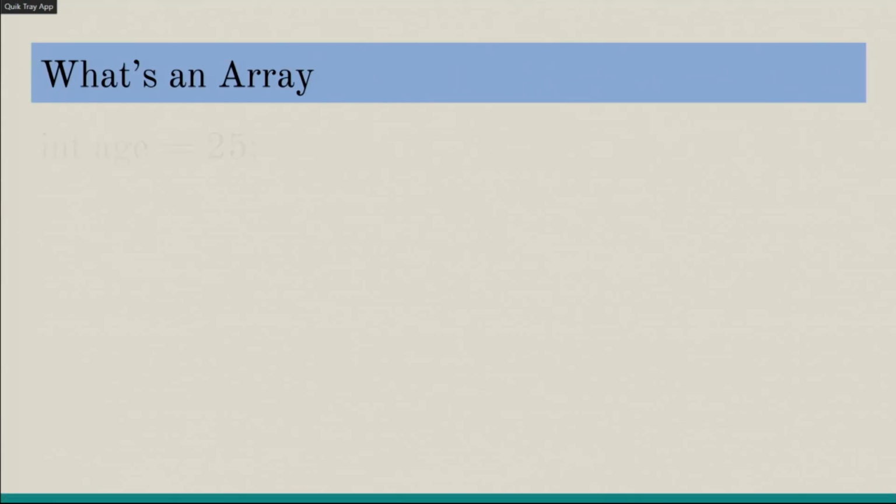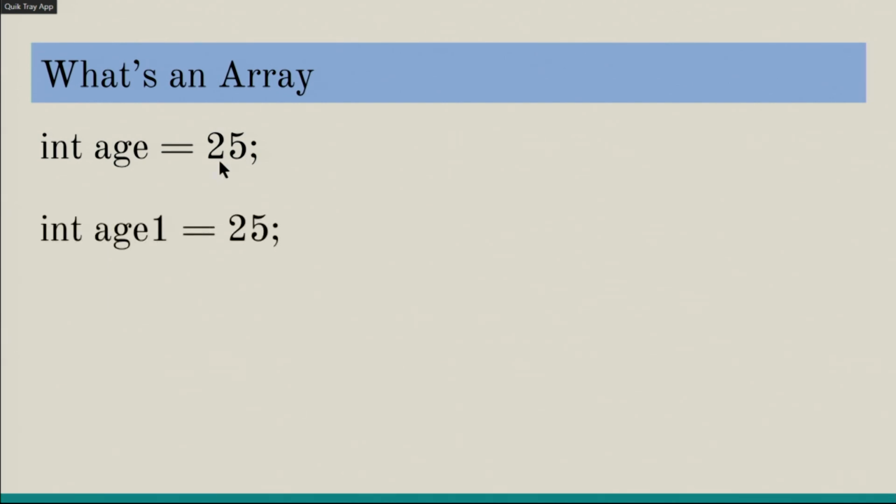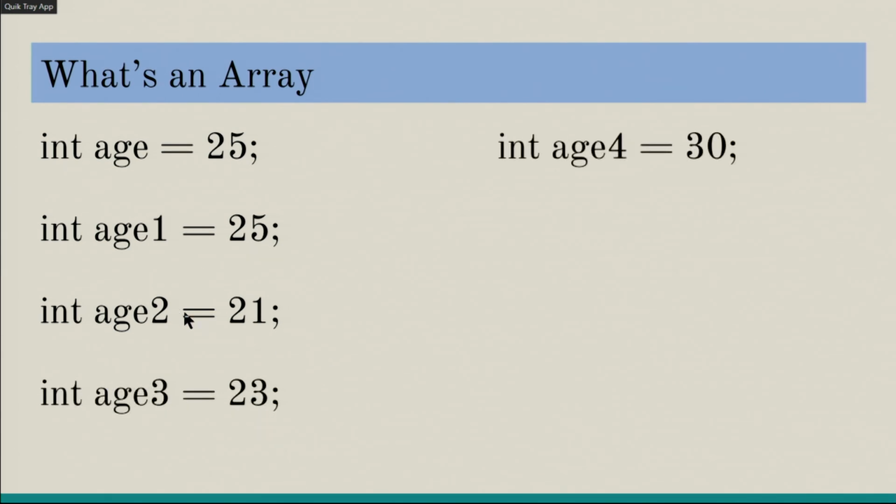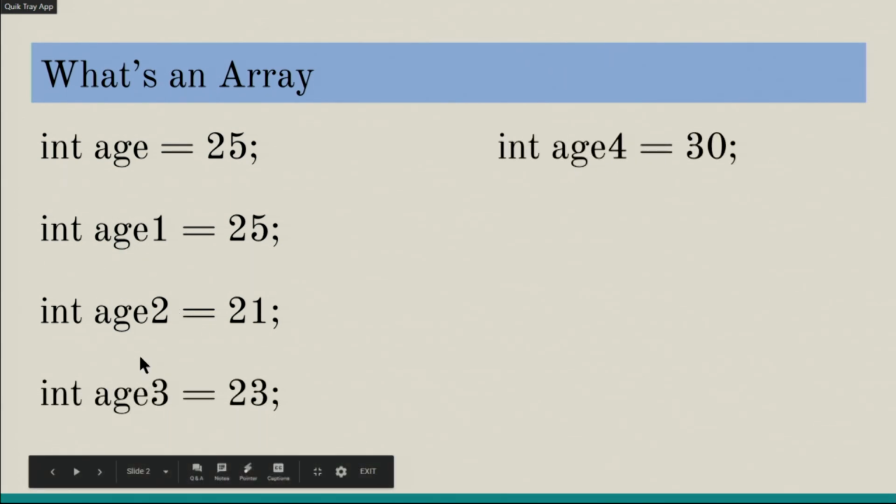Array in Arduino. So what is an array? For example, if you define a variable called age with the type integer and the value 25, this is one variable with one value. If you need multiple of this age, you might do it something like age 1, 25, and then you have another age 2, 21, age 3, 23, and age 4, 30. So you have to do it differently with 1, 2, 3, and 4 in order to define each separately.